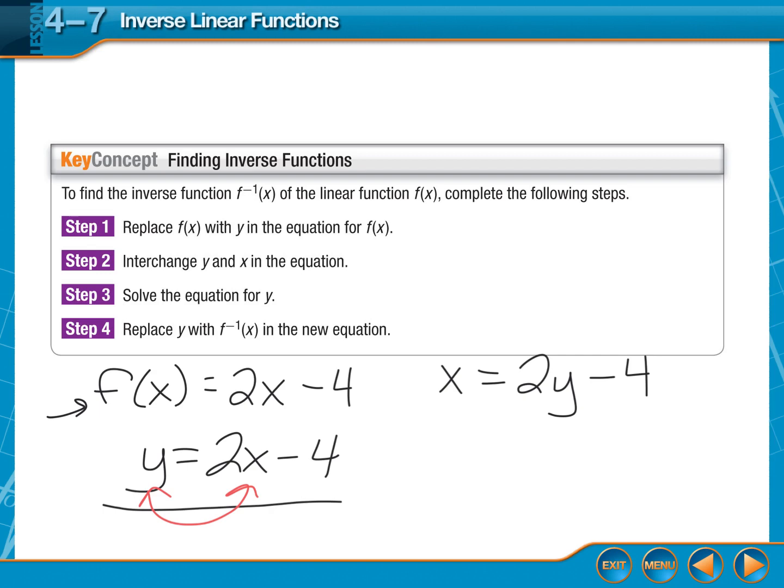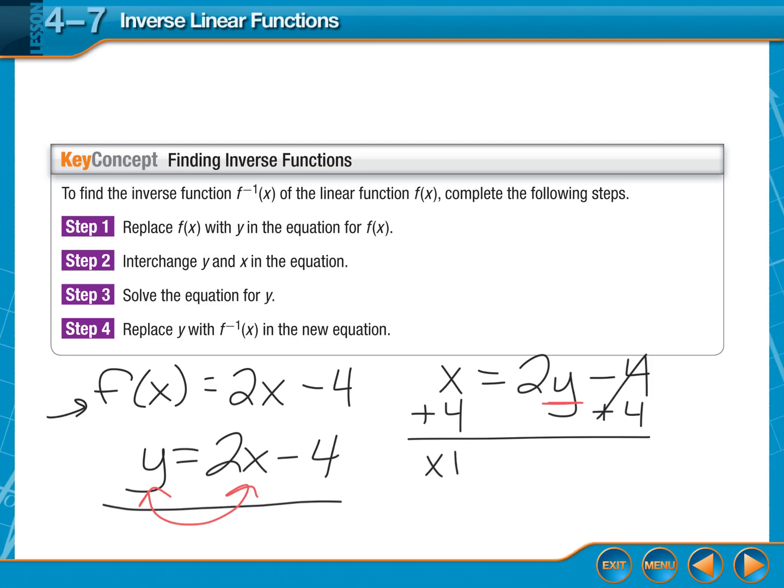Okay, now we want the inverse of our original equation, so what do we have to solve for? What do we have to get by itself to make it look like a linear equation? Y. We have to get y by itself now. Okay, so they flip-flop places. Now we have to solve for y. Okay, so what would be my first step solving for y? Add 4.